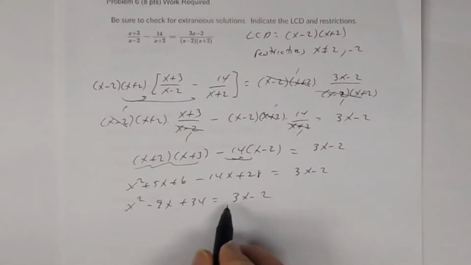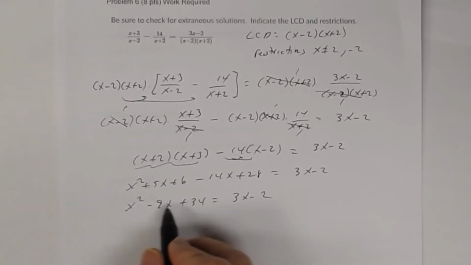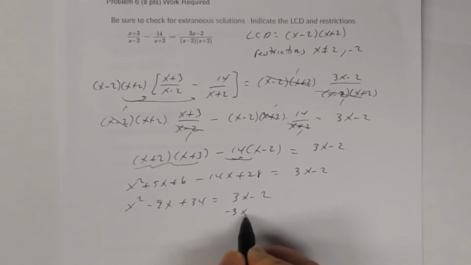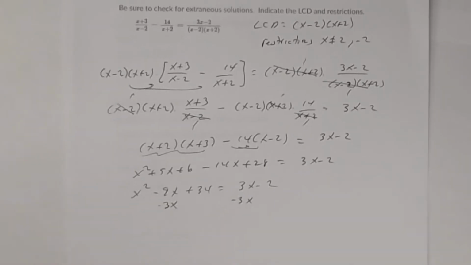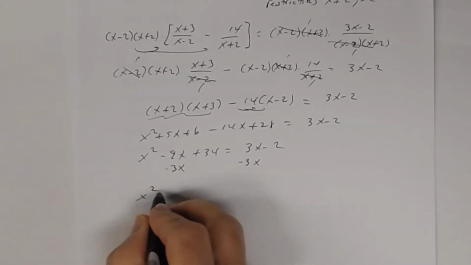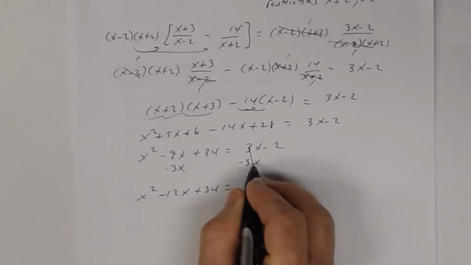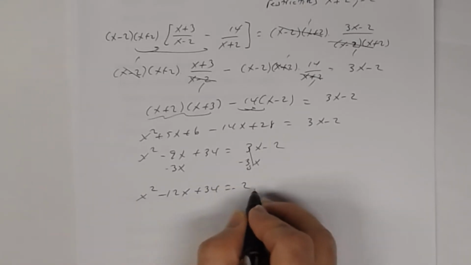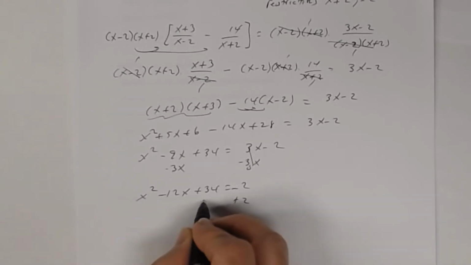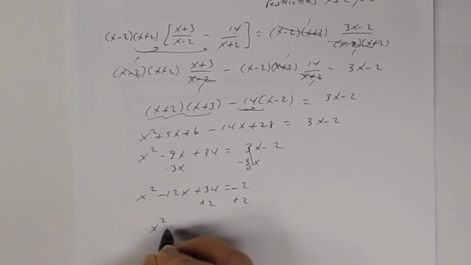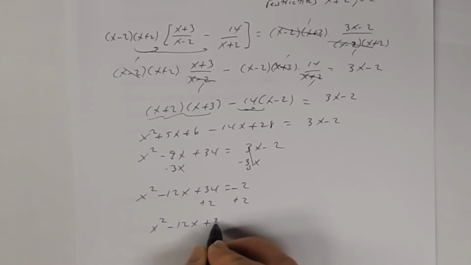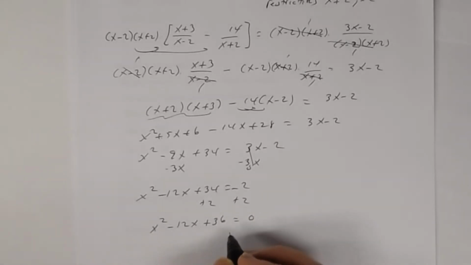Alright, so notice I have this quadratic equation, so I'm going to bring all the terms to one side. So let me go ahead and subtract 3x from both sides. And so when I do that, I get x squared minus 12x plus 34 equal 0 to negative 2 is negative 2. Adding 2 to both sides, I get x squared minus 12x plus 36 equal 0.